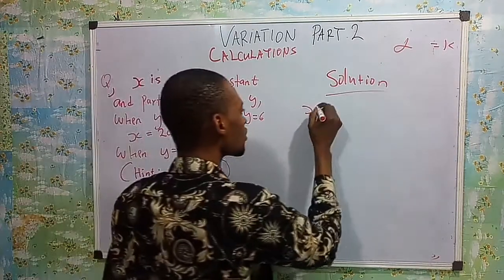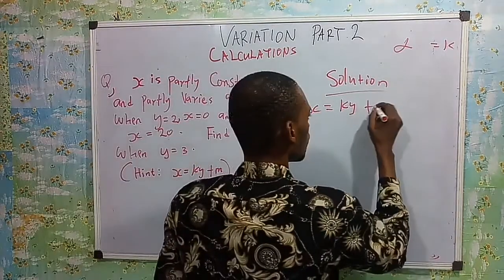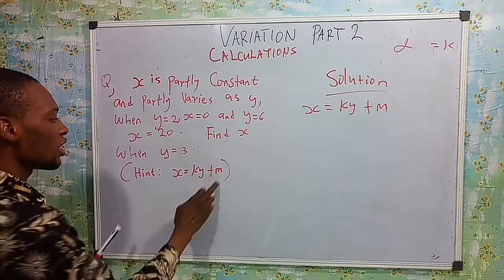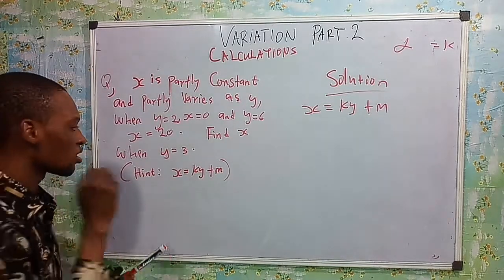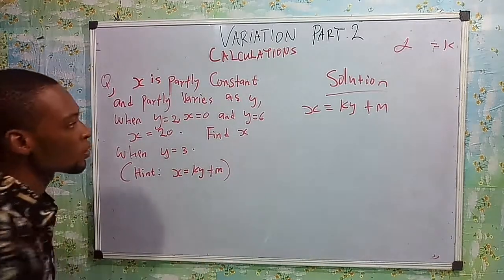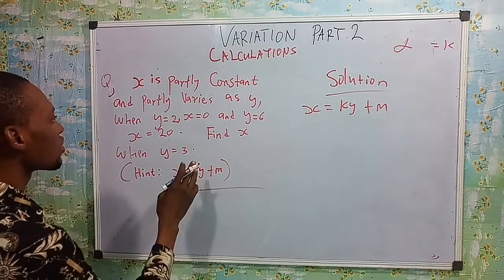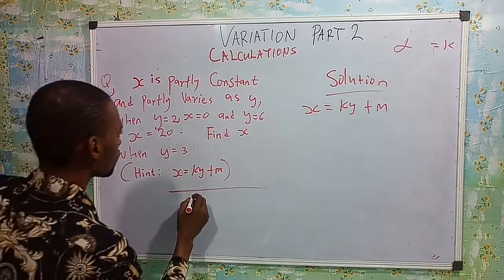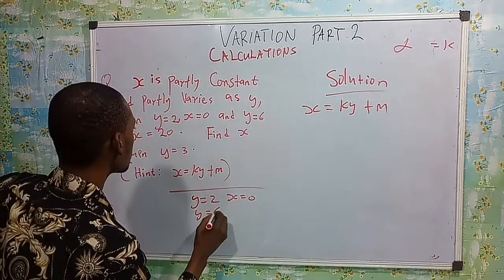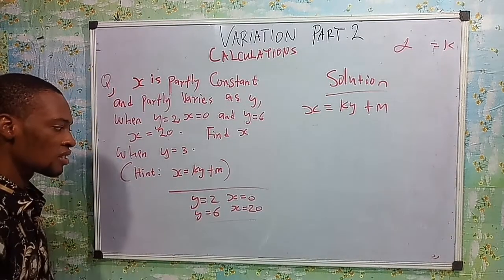So when I told you that s is partly constant, they gave us hints. So this is the interpretation. S is partly constant and partly varies as y. So it varies as y and is constant. So that is the expression. So we have 2 sets of equations. The first one is when y is 2, s is 0, and when y is 6, s is 20. So this is the first set we are given.